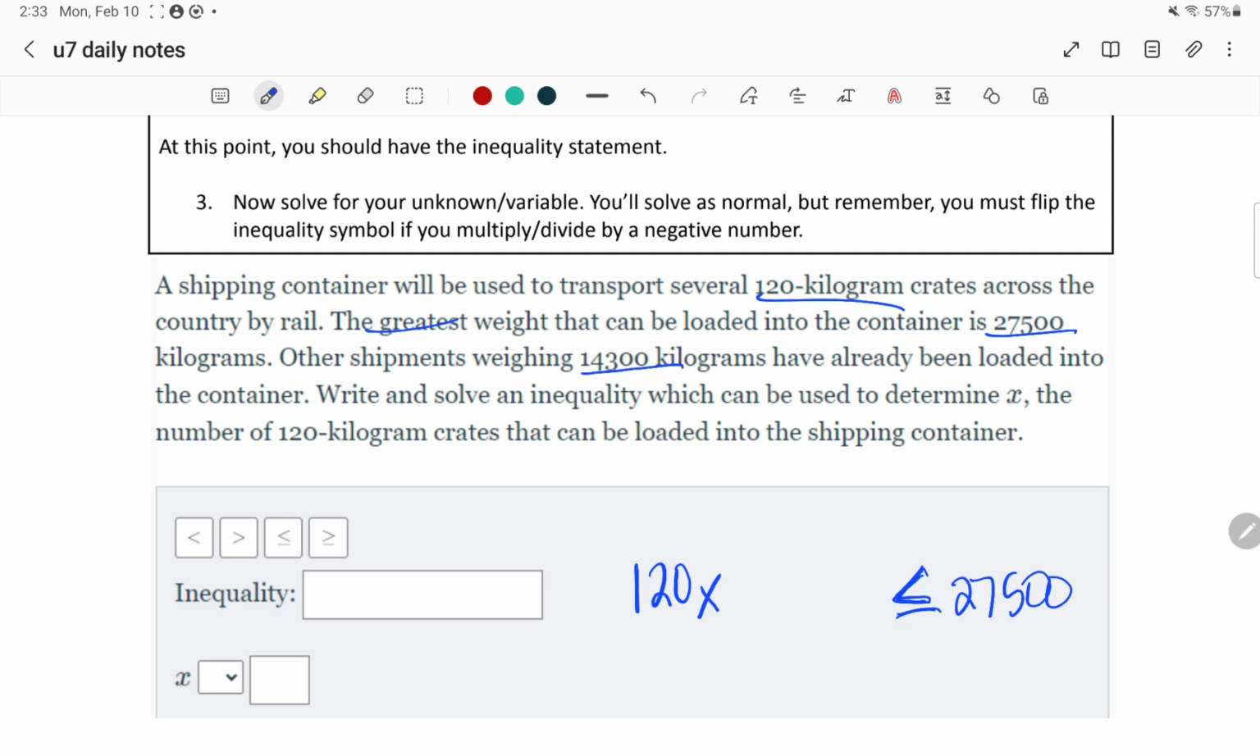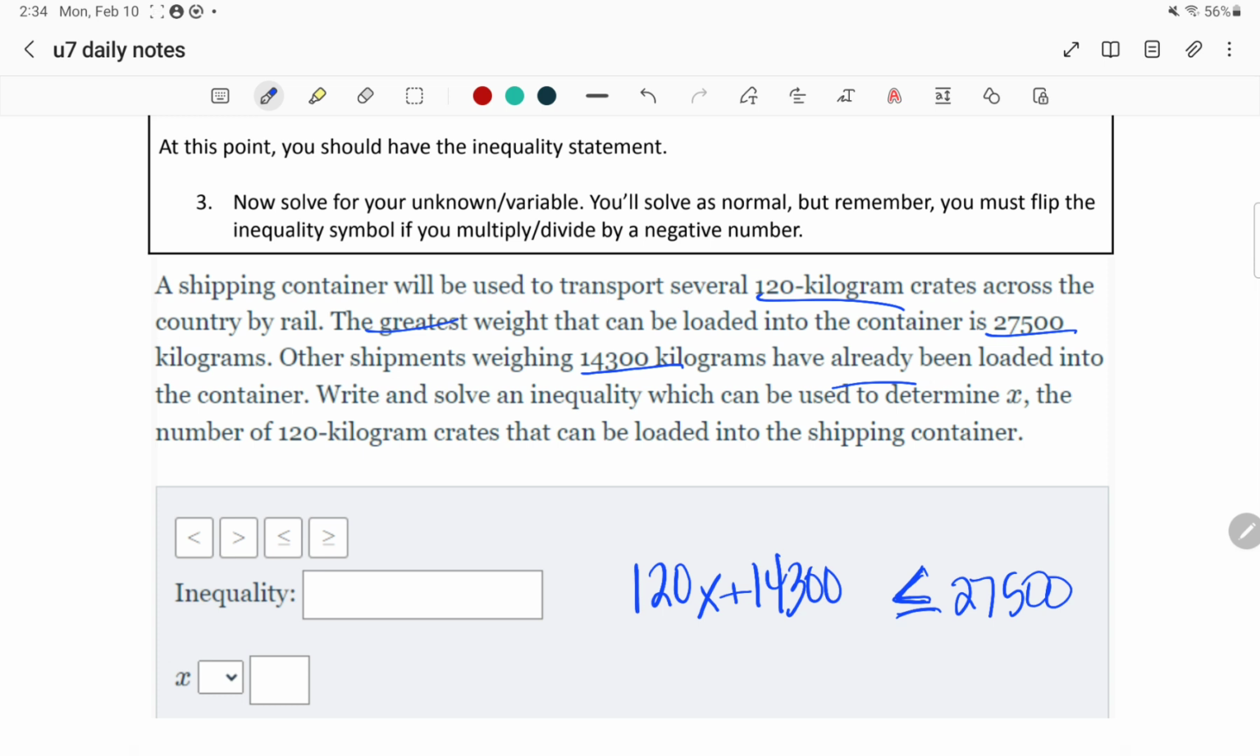Other shipments weighing 14,300 have already been loaded. So before I've walked onto the dock, I know that 14,300 kilograms have already been loaded onto the container. So that's my added value. I'm only adding that once. Every crate I put on the ship is going to be another 120. So this is added once. This is added multiple times.